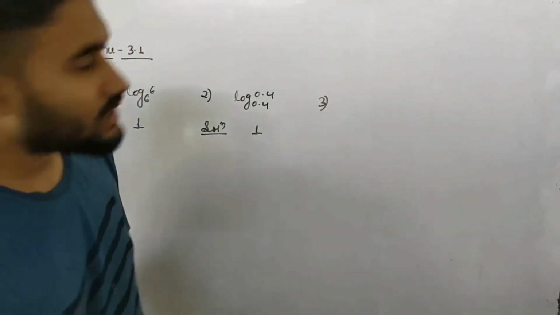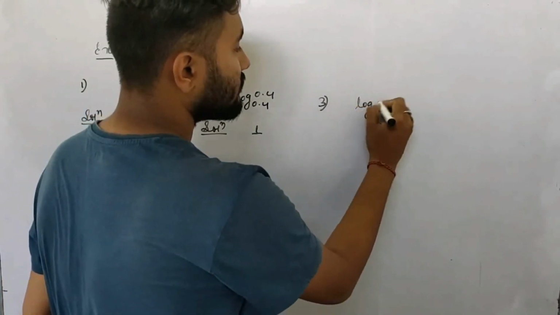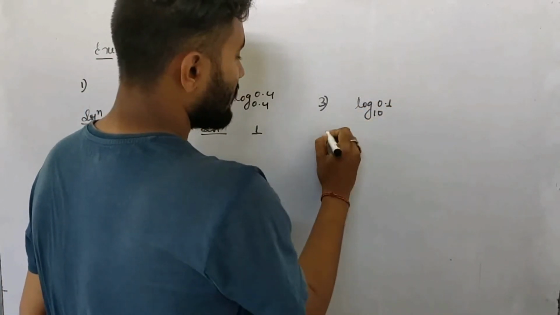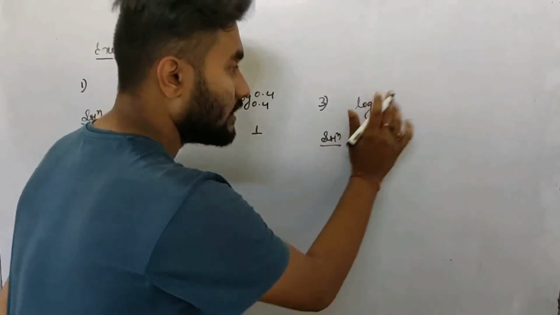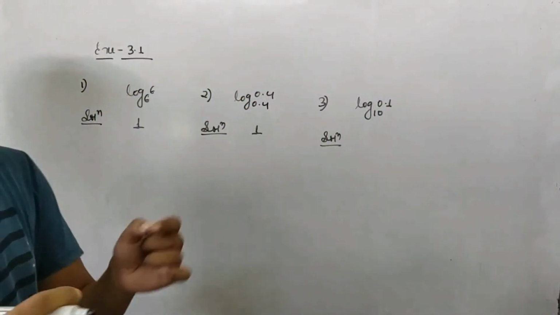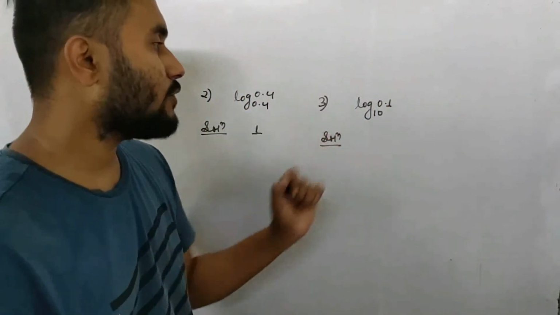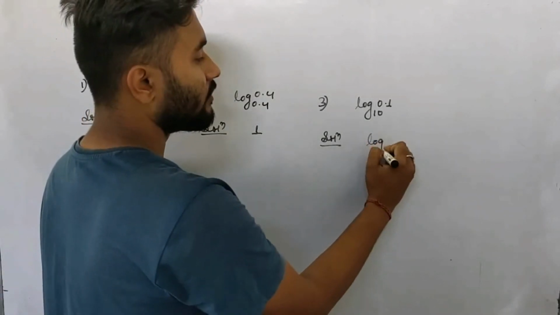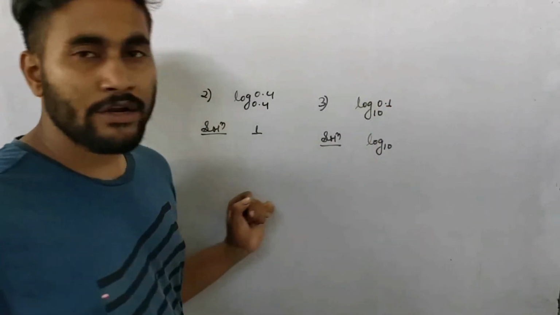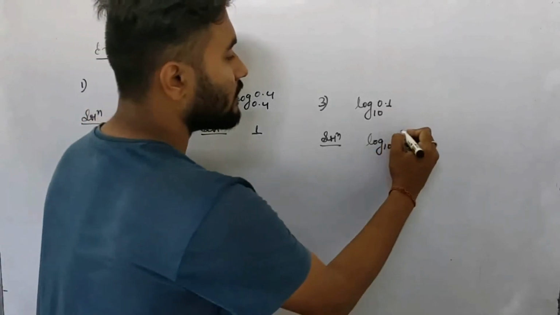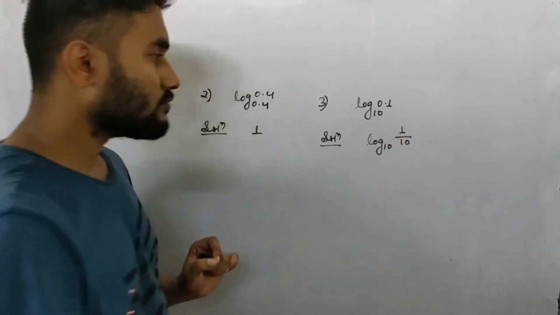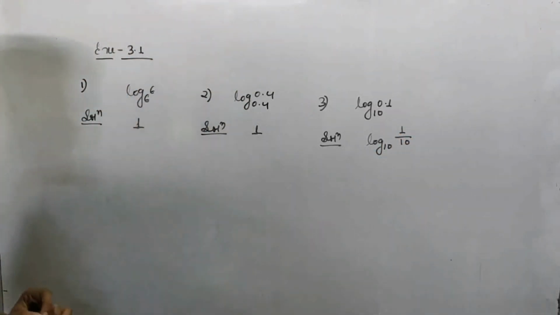Number 3. Log 0.1 base 10. So the answer will be what? Directly we cannot say. So 1 or 2 steps will come. At first, the base is 10. 0.1, how can I write it? I can write this one as 1 by 10.